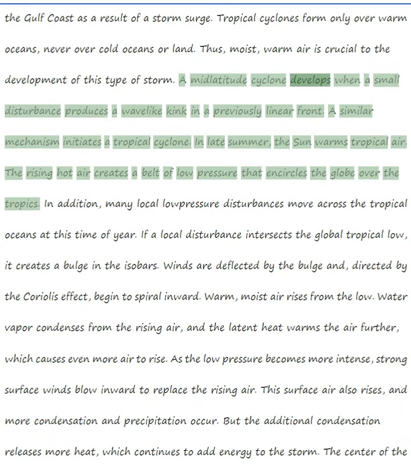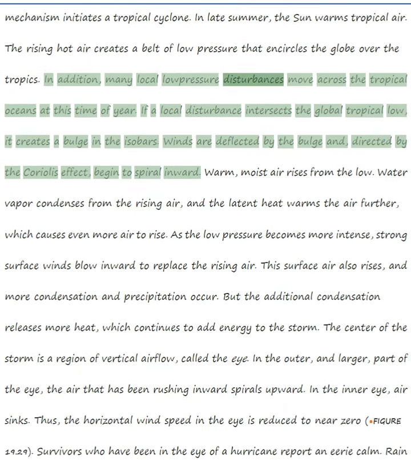A mid-latitude cyclone develops when a small disturbance produces a wave-like kink in a previously linear front. A similar mechanism initiates a tropical cyclone. In late summer, the sun warms tropical air. The rising hot air creates a belt of low pressure that encircles the globe over the tropics. In addition, many local low-pressure disturbances move across the tropical oceans at this time of year. If a local disturbance intersects the global tropical low, it creates a bulge in the isobars. Winds are deflected by the bulge and, directed by the Coriolis effect, begin to spiral inward.